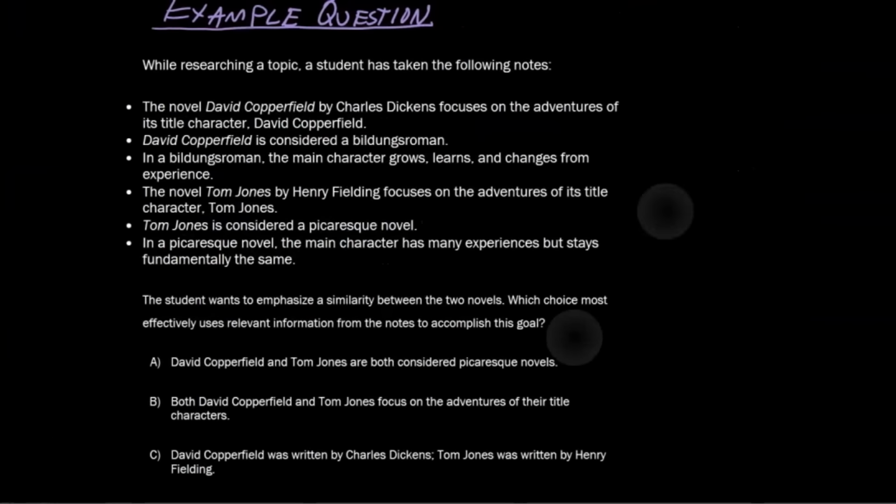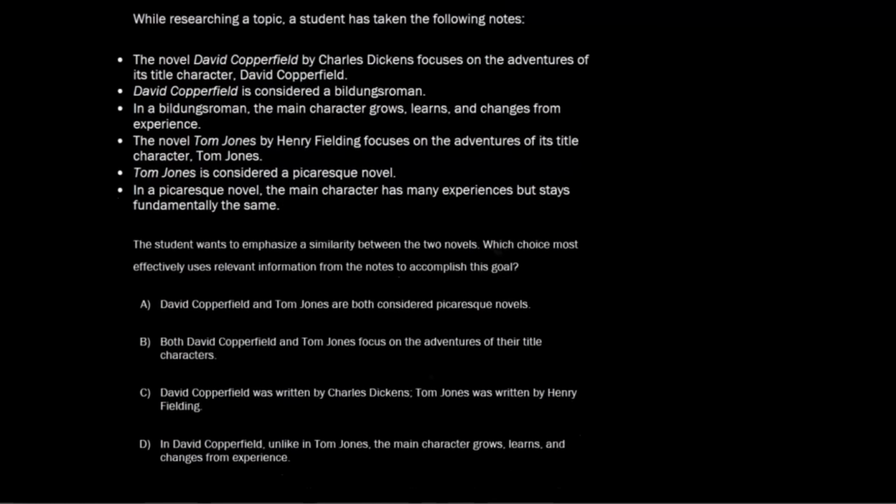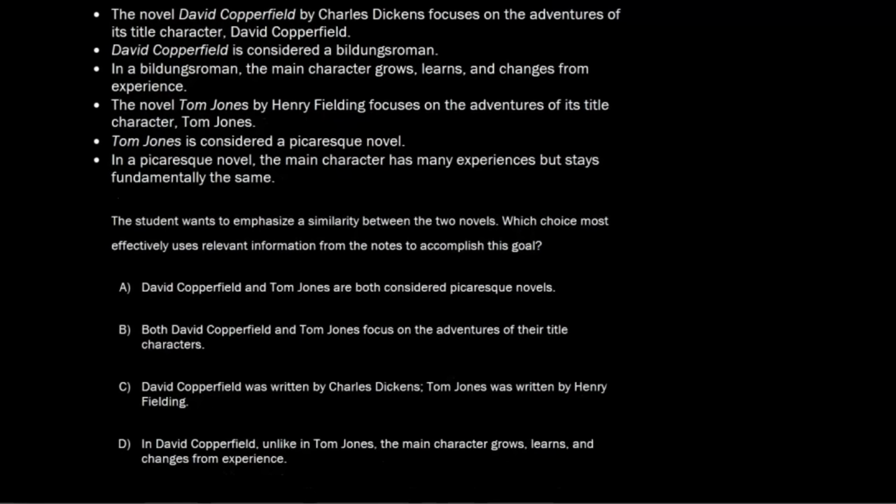Let's take a look at this example question. So when researching a topic, a student took the following notes. There's a bunch of notes. The student wants to emphasize a similarity. What choice most effectively uses relevant information from the notes to accomplish that goal? This is a similarity. They're both. Both. This is not even a similarity. Okay? We can just eliminate this one straight off the bat. This one says unlike. Also not a similarity.